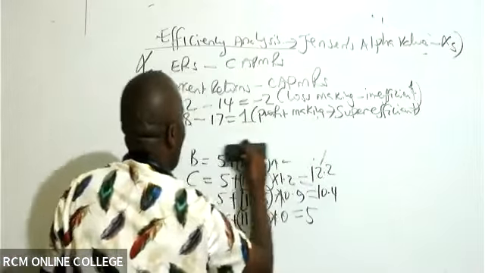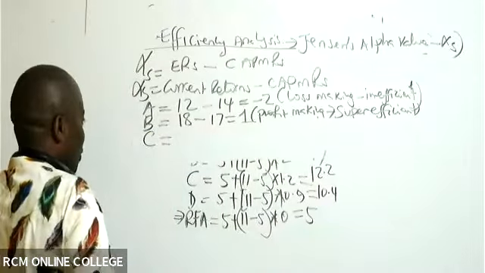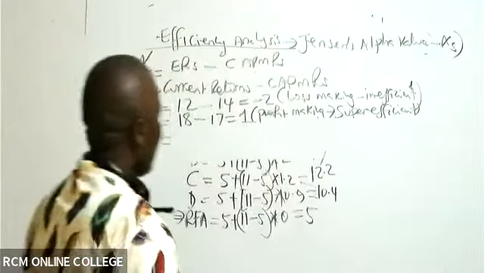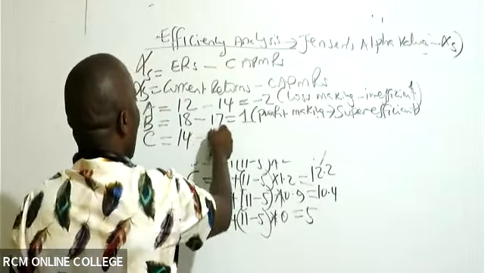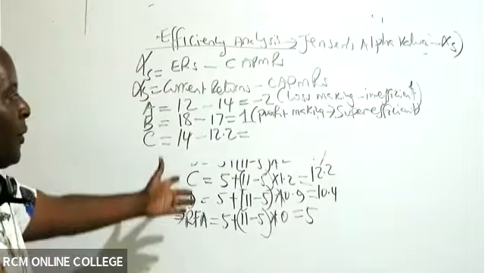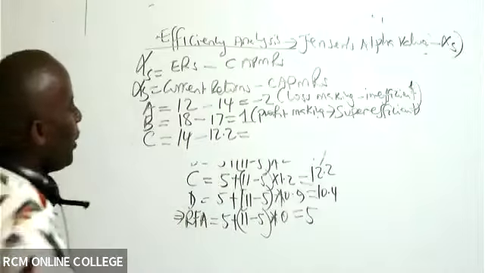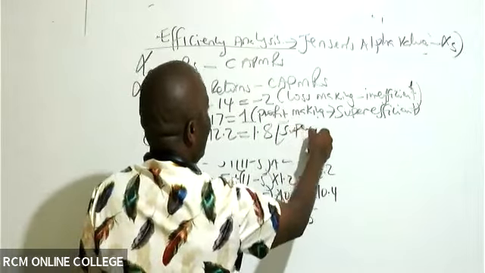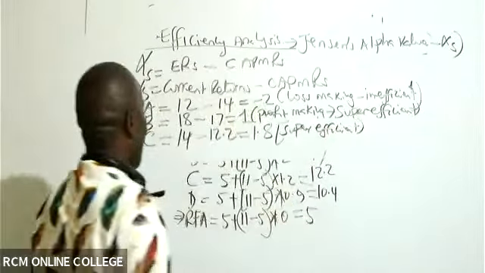So C, ladies and gentlemen, I can see the current returns of C, 14. So we have here 14 minus 12.2. Again, this is super efficient because it is profit generating. So this gives me 1.8, right? It is super efficient.